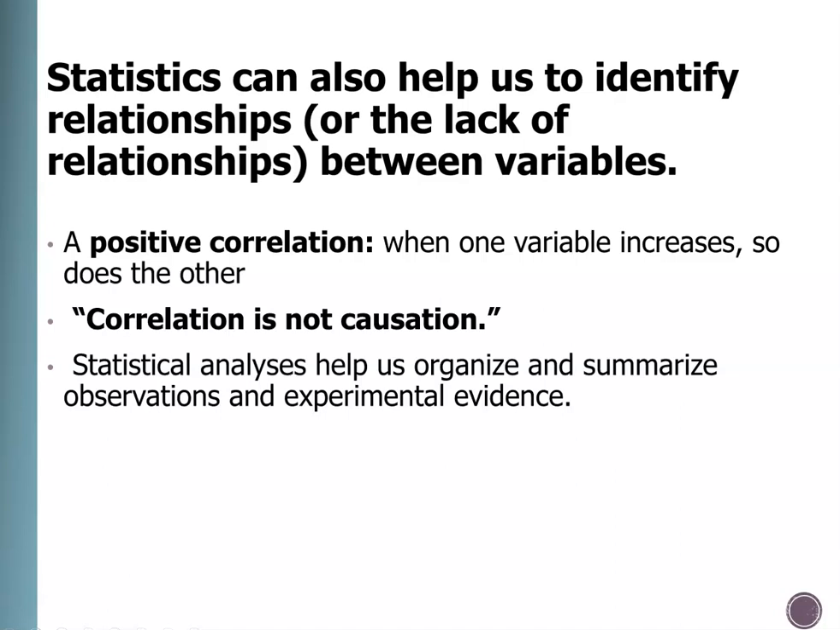So correlating means that two things happen at the same time. Causation means that one thing happening causes the other to happen, and they're not the same thing. So statistics can help us identify the difference between correlation and causation.